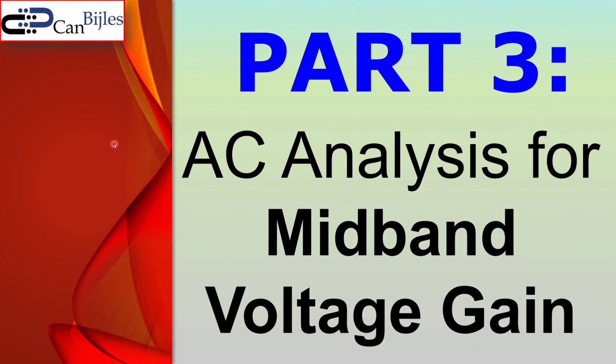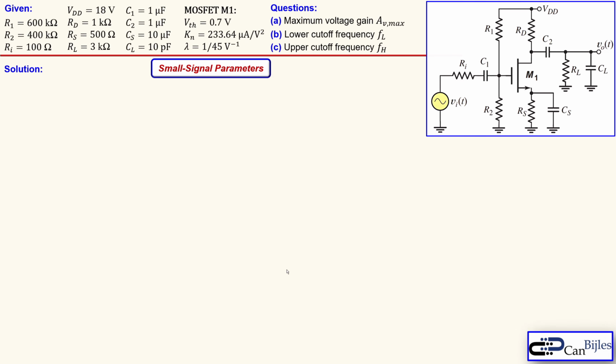All right, that's now part 3, which is the AC analysis for the midband voltage gain. And for that, we look at the small signal parameters first. Now we have the following. We have the transconductance, and we will also have the output resistance.